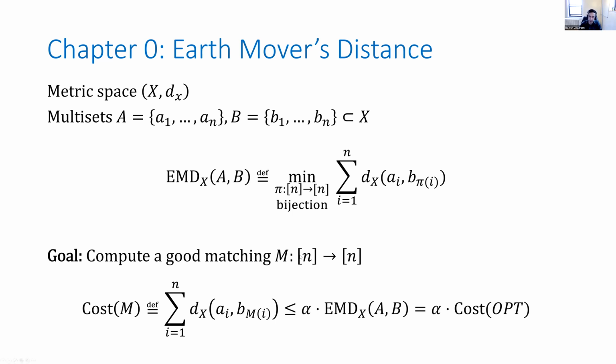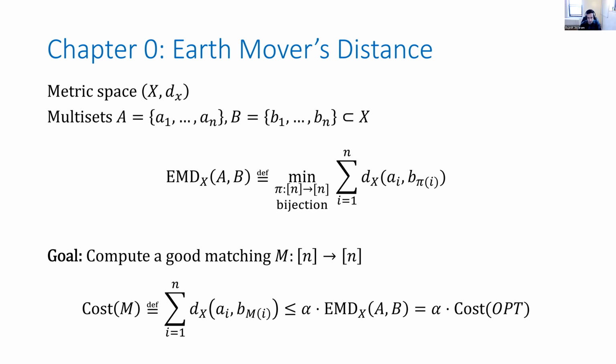Well, it's a matching π between the points in A and the points in B, such that the cost of that matching, which is the sum of the distances between each point a_i and the point b_π(i) that it's matched to, is either exactly equal to the Earth mover distance, or not too much larger than the Earth mover distance. So let's say it's at most an alpha factor larger than the Earth mover distance for some approximation factor alpha. So we're not going to be only studying exact algorithms. For the most part, we'll be studying approximation algorithms, which return a matching which is close to optimal, but not necessarily optimal.